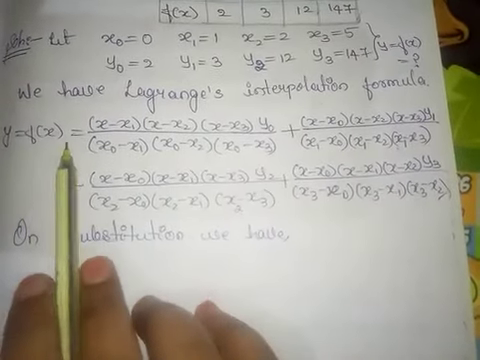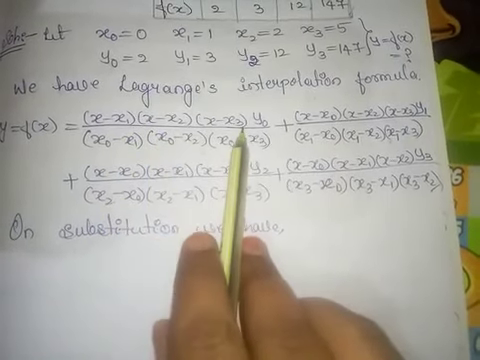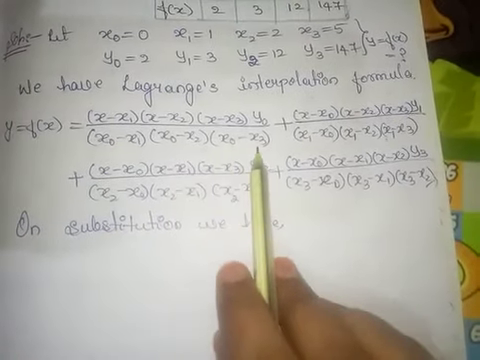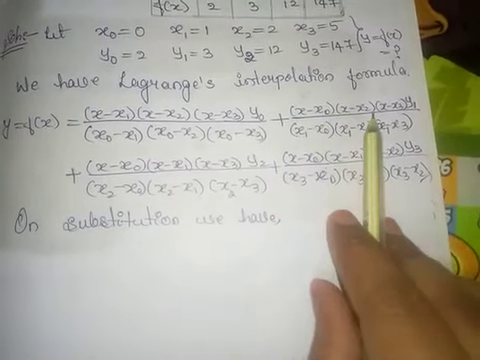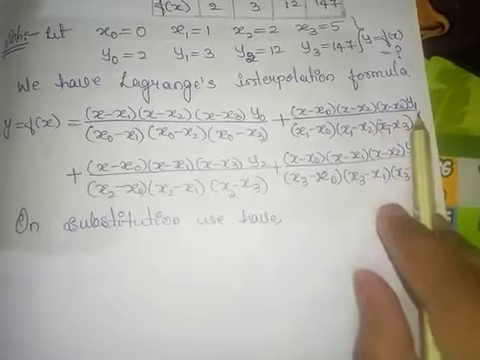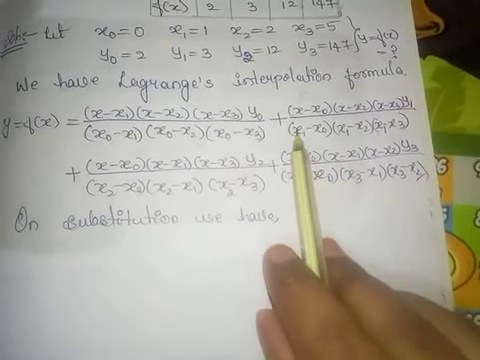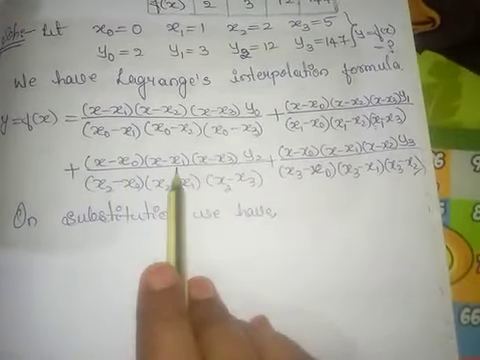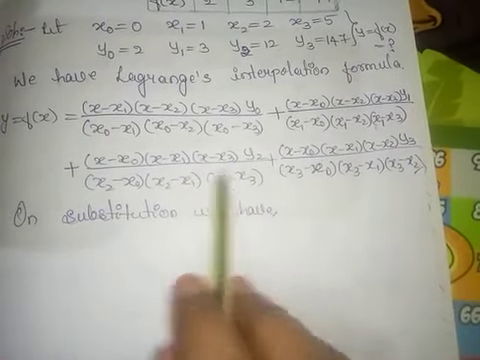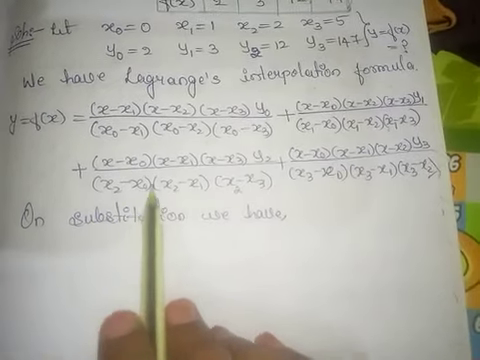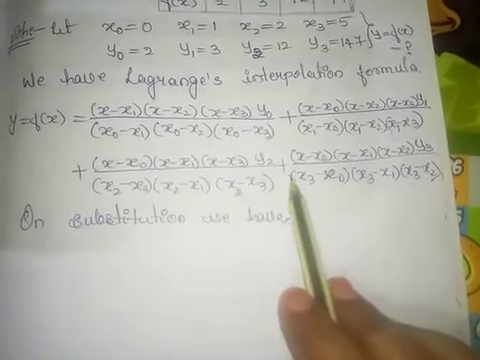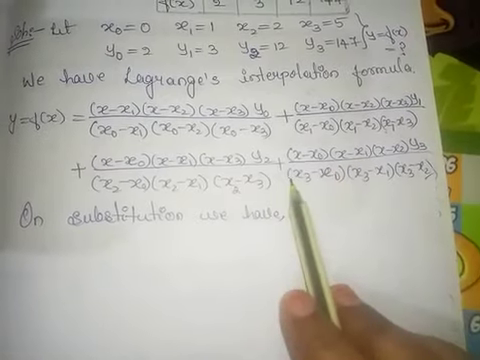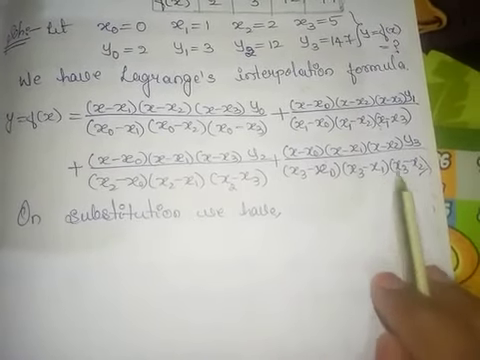Y is equal to f of x is equal to (x minus x1)(x minus x2)(x minus x3) into y0 whole divided by (x0 minus x1)(x0 minus x2)(x0 minus x3), plus (x minus x0)(x minus x2)(x minus x3) into y1 whole divided by (x1 minus x0)(x1 minus x2)(x1 minus x3), plus (x minus x0)(x minus x1)(x minus x3) into y2 whole divided by (x2 minus x0)(x2 minus x1)(x2 minus x3), plus (x minus x0)(x minus x1)(x minus x2) into y3 whole divided by (x3 minus x0)(x3 minus x1)(x3 minus x2).